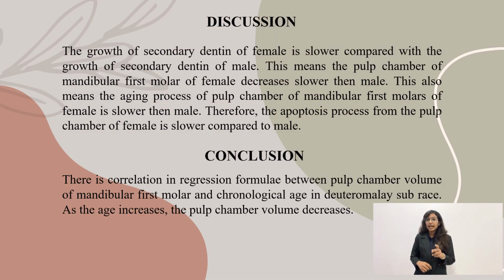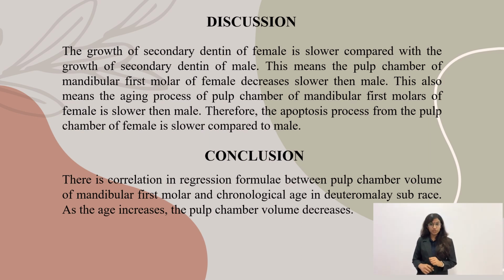This means the pulp chamber of the mandibular first molar of female decreases slower than male. This also means the aging process of the pulp chamber of the mandibular first molar of female is slower than the male. Therefore, the apoptosis process of the pulp chamber of female is slower compared to the male.